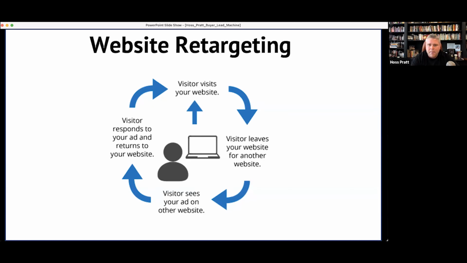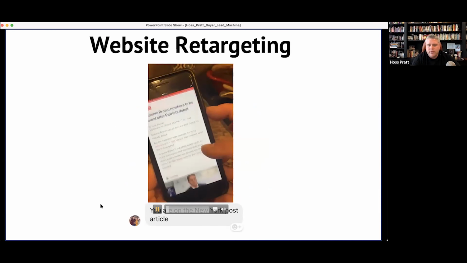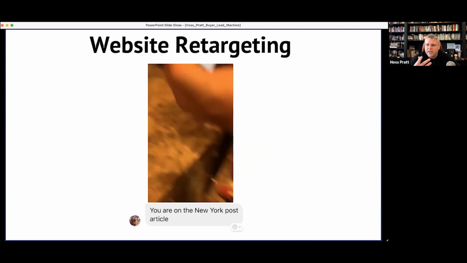I'll give you an example. I got this message from my cousin, who lives up in Missouri. This was a little bit ago, take a look at this. She sends me this text and says, "You are on the New York Post article." And I'm going to play this because look. So she's on the New York Post. She's scrolling and there's me. That's my ad. Then she laughs. She thinks it's funny, right? Because that's retargeting.